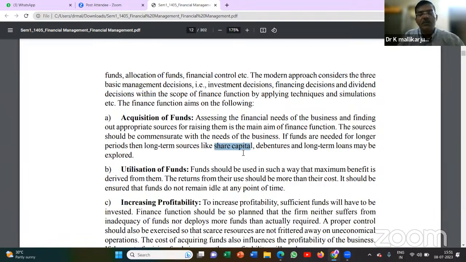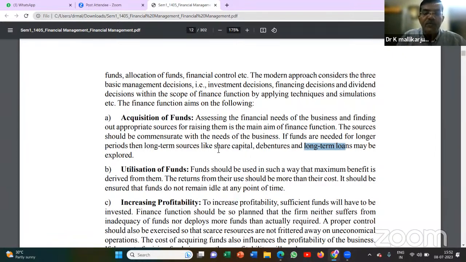Share capital may depend upon the various regions, and with preference shares, the company has to pay a fixed percent of dividend. With debentures, the company has an obligation to pay interest irrespective of company profits. Long-term loans, see that in a long-term loan the company has to pay interest irrespective of company profits. The company has to pay the interest.